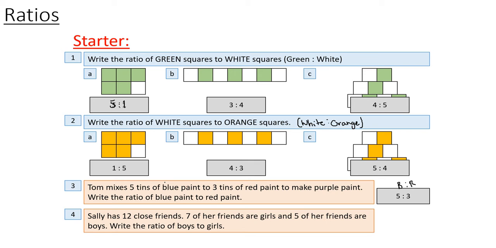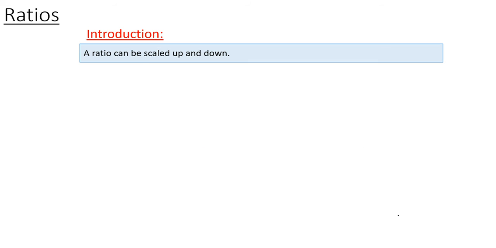Similarly, for question 4, Sally has 12 close friends. 7 of her friends are girls and 5 of her friends are boys. Write the ratio of boys to girls. So it wants boys first. So boys to girls. Okay, so how many boys has she got? She's got 5 boys as friends and 7 girls. So it'll be 5 to 7.